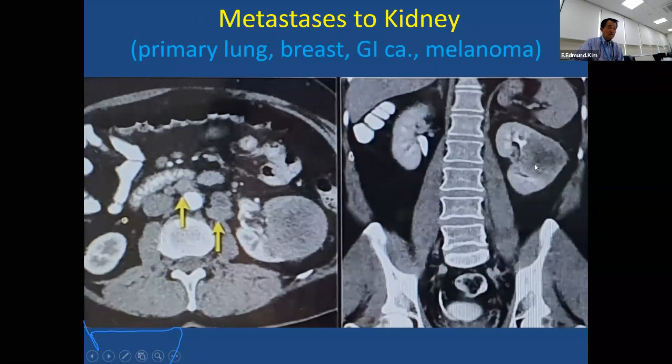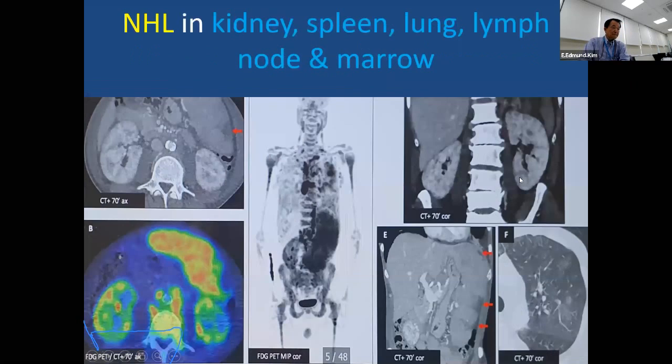Metastasis to the kidney is mostly from lung cancer, breast cancer, melanoma, like everything else. There is also tumor in the retroperitoneal lymph node here. That's a metastasis, but you cannot separate it from renal cell tumor, same appearance. And it's a whole body scan. You can see lots of lung lesions. This is a PET showing all these lesions.